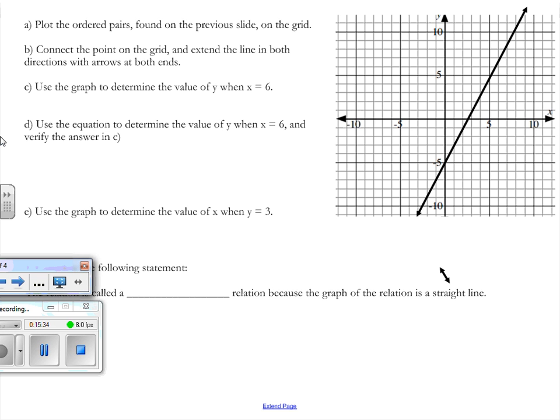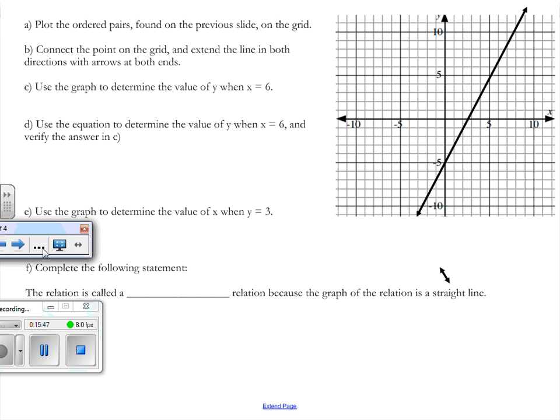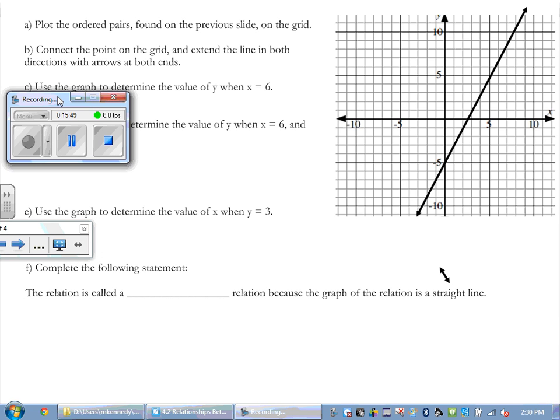Just wait for the last part of this. Okay, guys. So, take a look at the last question. Jared, stay seated, bud. Complete the following statement. The relation that we've just built is called a blank, because the graph in the relation is a straight line.